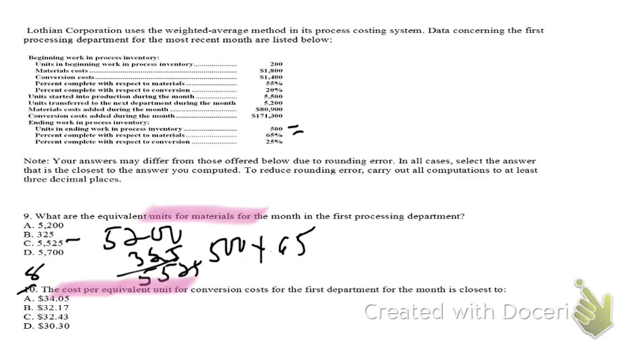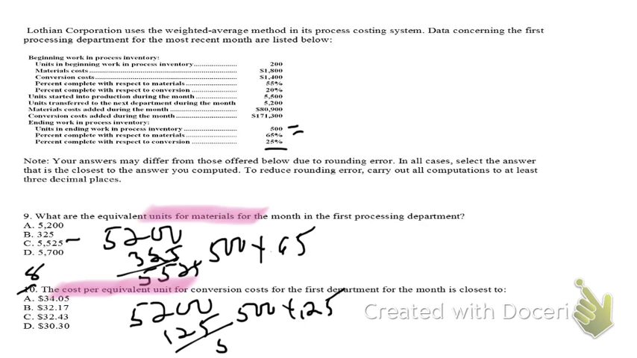Well, there were 5,200 units transferred out, so that's good. Now I'm looking for conversion cost, not material. So instead of the 65%, I'm going to have that 25%. So I've got 500 times 0.25, and that's 125. So my equivalent units is 5,325. That's my equivalent units. Now I need my dollars, and so I'm looking for my conversion costs. My conversion costs that were added were 171,300. My conversion costs that I began with was 1,400.